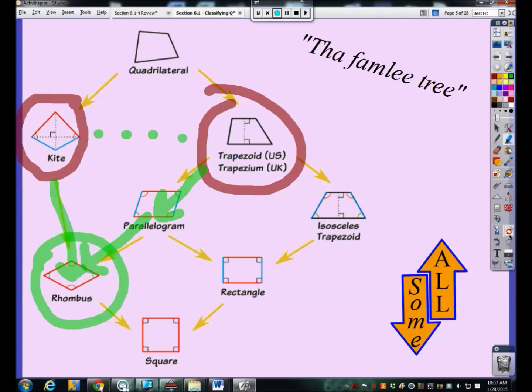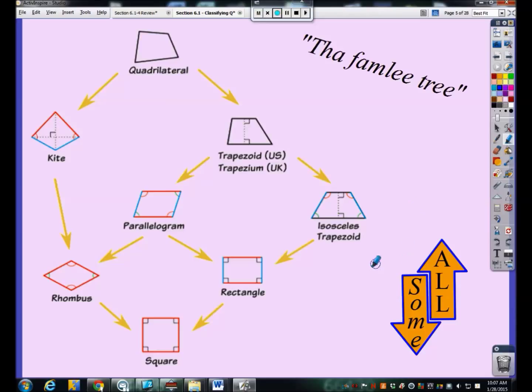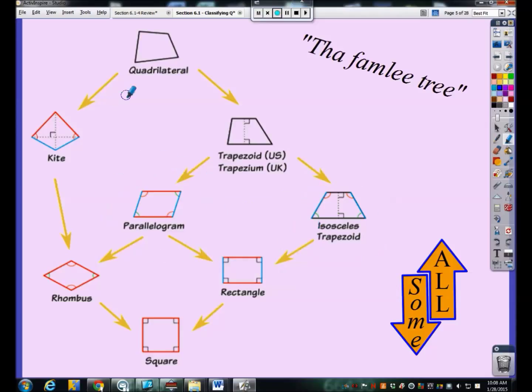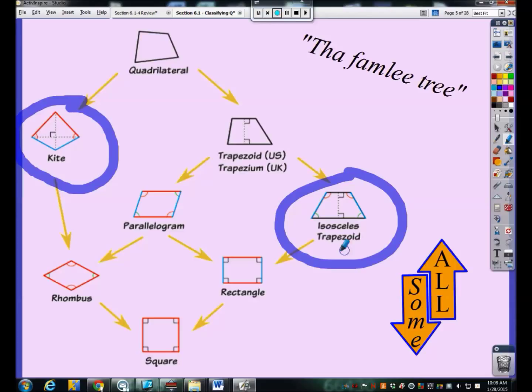Okay. Again, another example. Are some parallelograms isosceles trapezoids? That's true when both of those shapes are rectangles. That's true. Are some kites isosceles trapezoids? Well, let's see.